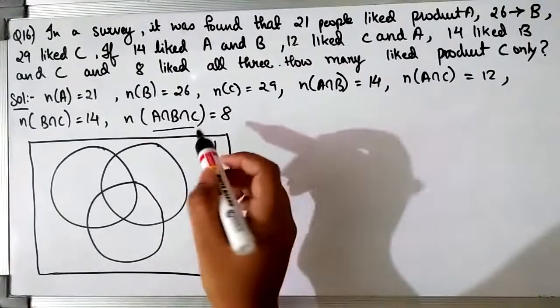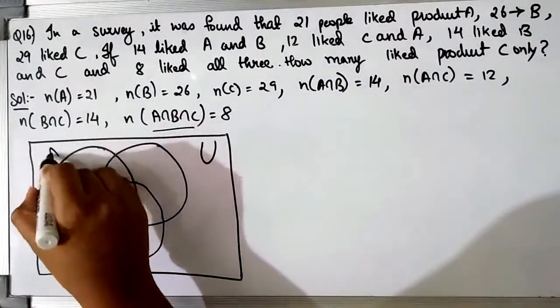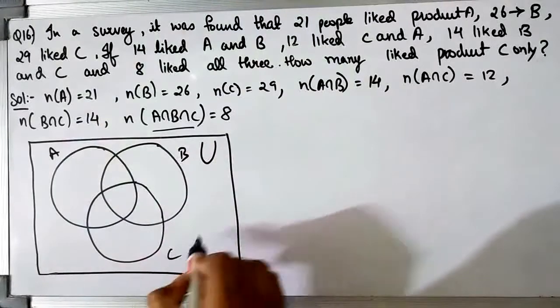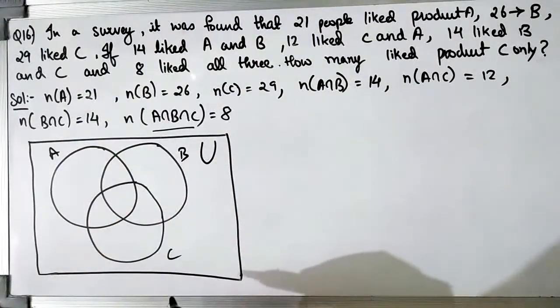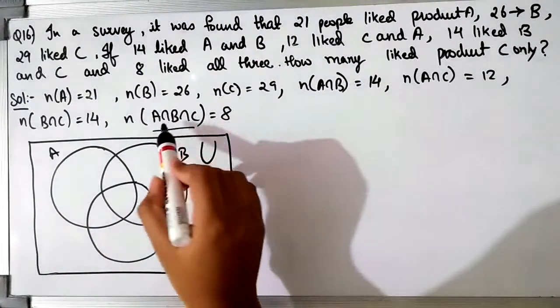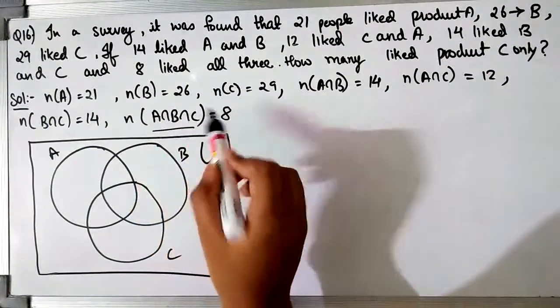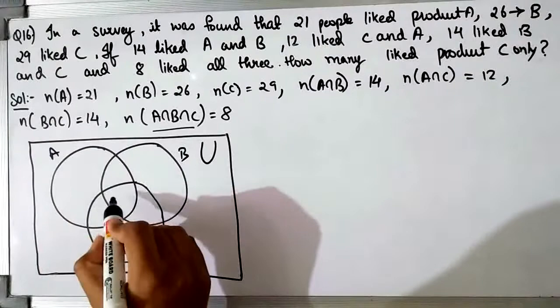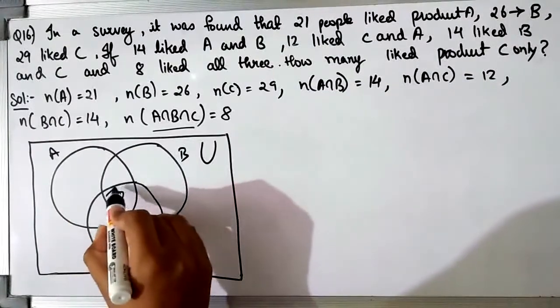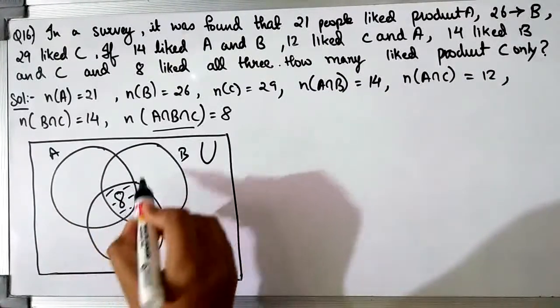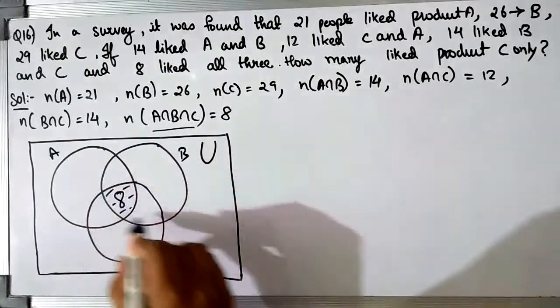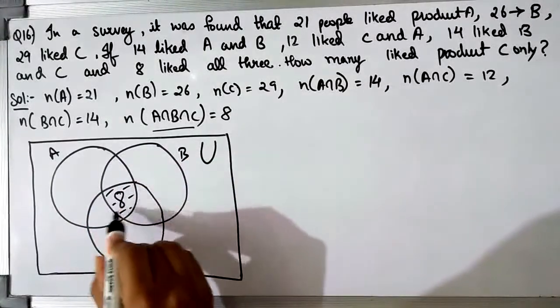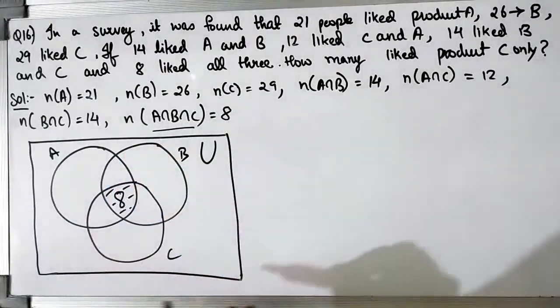Okay. So first we will see that this is A, this is B, and this is C. Okay, we have taken 3 sets. Then they have given us that A intersection B intersection C is 8. So the intersection of all these 3 sets, this region is 8. This part is the intersection of all the 3 sets A, B and C.